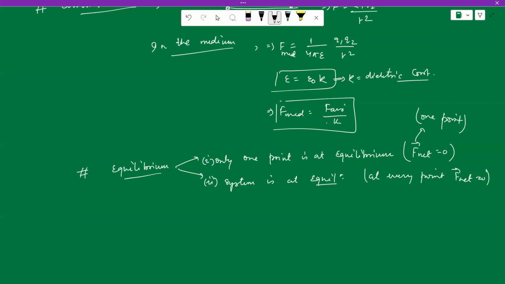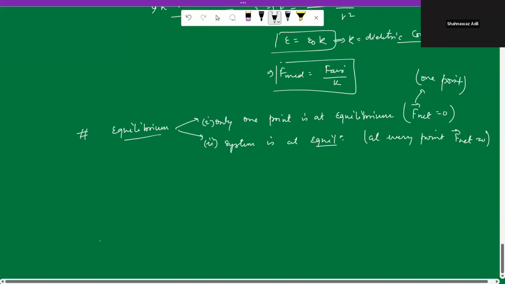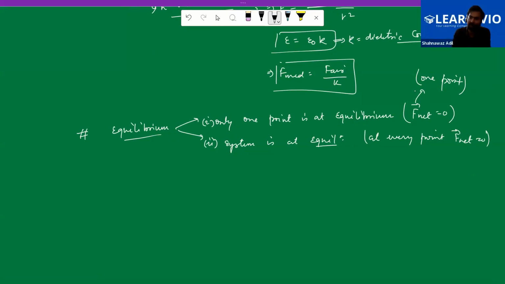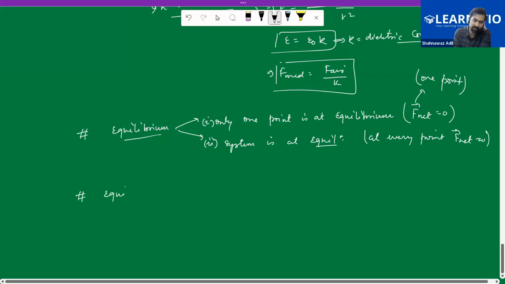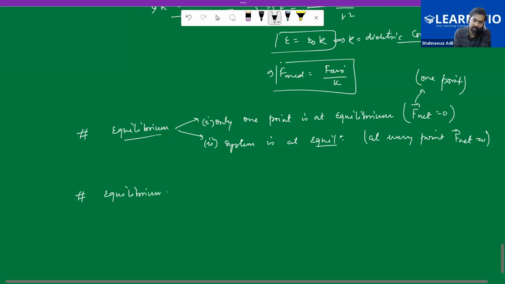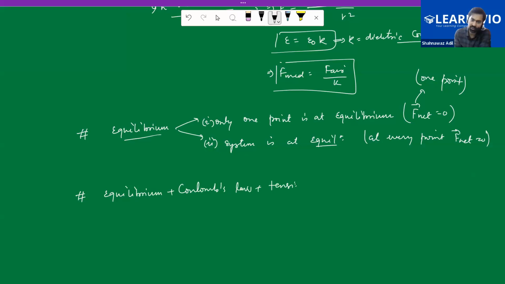And then after that, we have talked about tensions, right? And then we have connected this equilibrium point with Coulomb's law, and then we added some tension to it, right? This is string tension, not the surface tension. So we have done some questions based on these ideas.